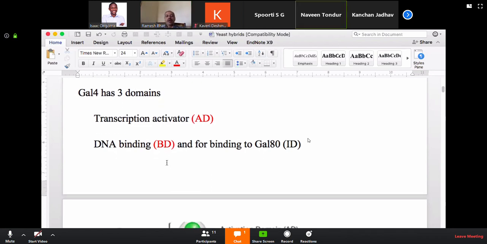And the third domain is the interacting domain, because Gal4 can also bind to Gal80, and that domain is called ID. ID stands for interaction domain or interacting domain. But for yeast hybrid assays, this ID is not so important. What is important is only AD and BD.